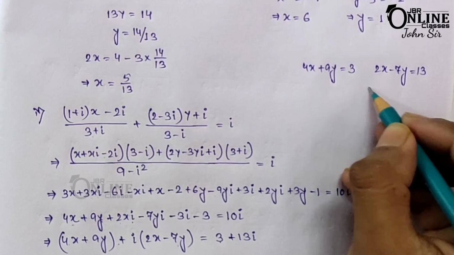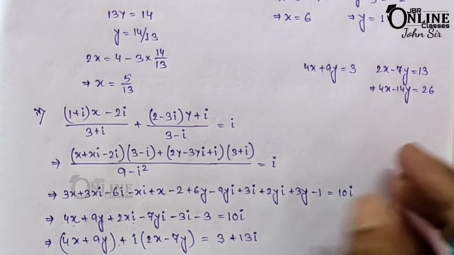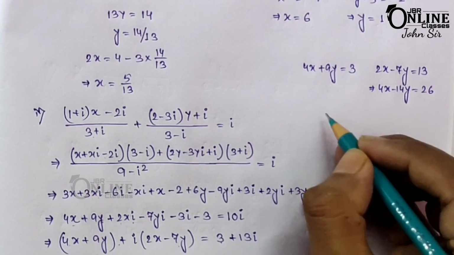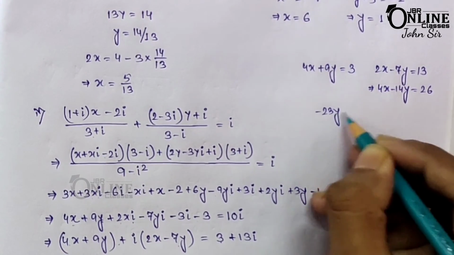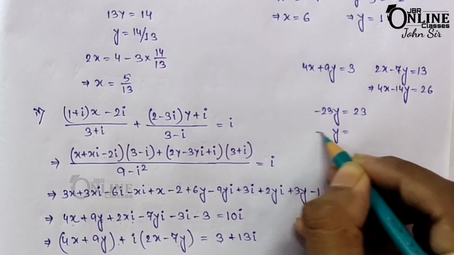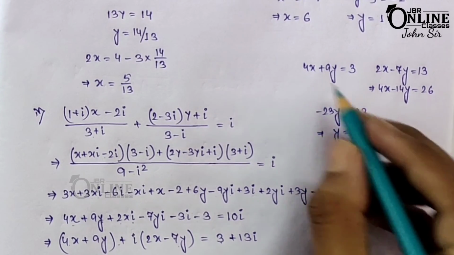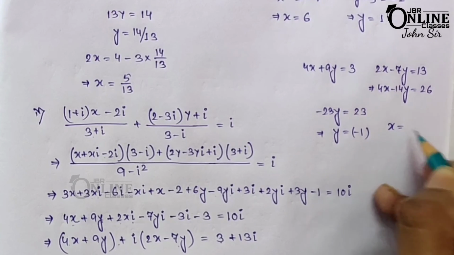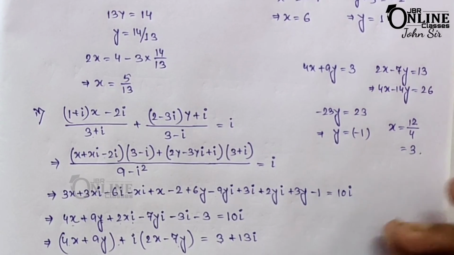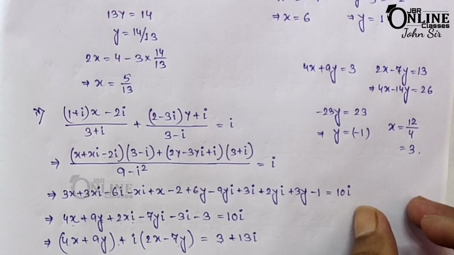Now if you multiply 2 with this equation, you will get 4x minus 14y equals 26. Now if you subtract this one from this one, you will get minus 23y equals 23. So from that y equals minus 1, because x will be eliminated, and then just put down the value of y in this equation, and then you will get x equals 12 by 4, and that equals 3. So x equals 3 and y equals minus 1 is your answer.